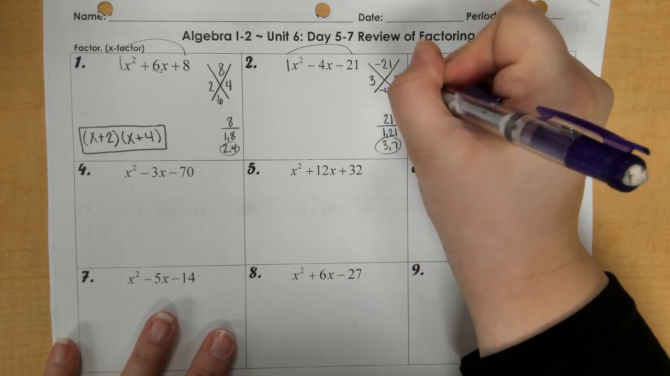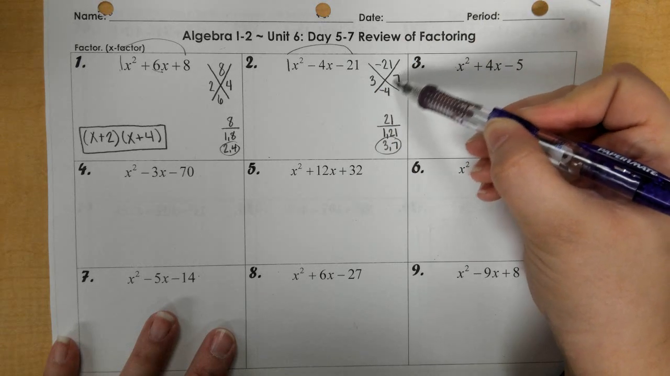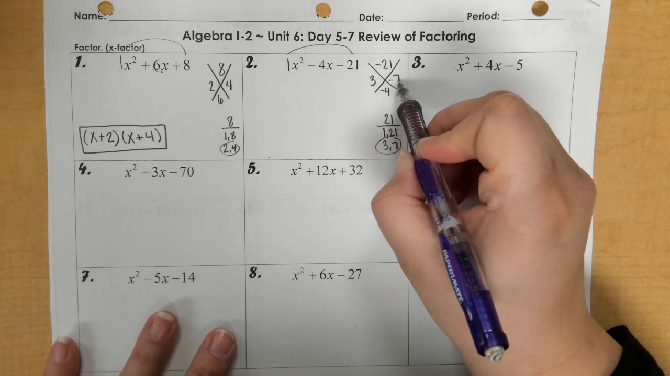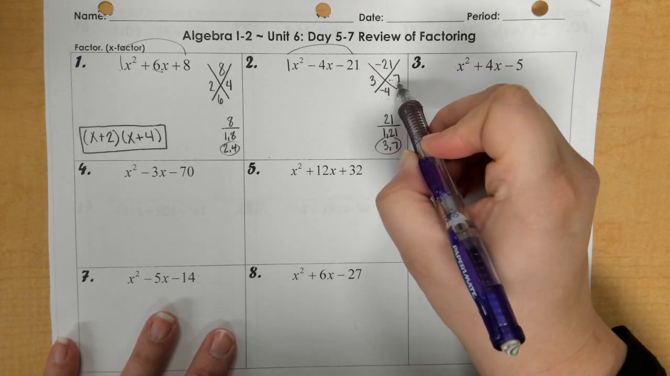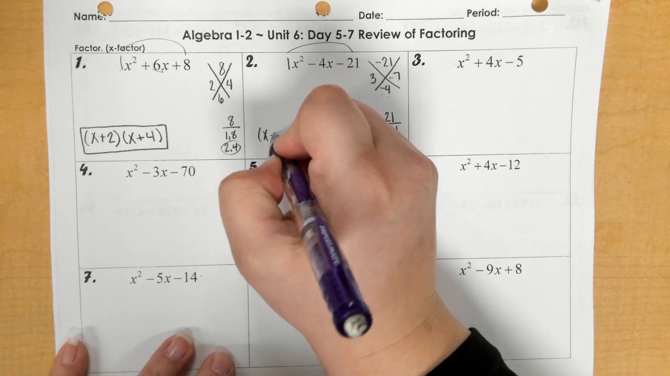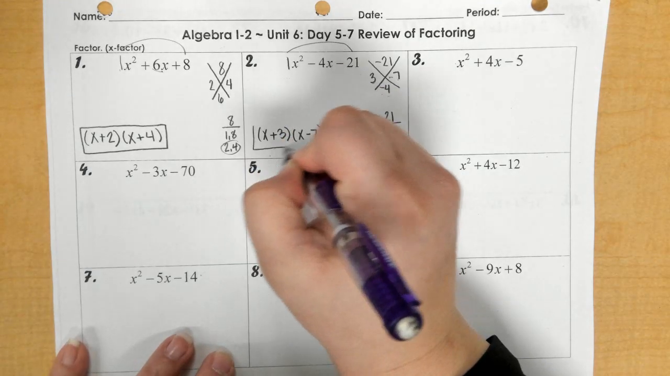3 and 7. And you should also remember that the signs have to match, so these are both negative. And then we check 3 minus 7, that is negative 4. 3 times negative 7 is negative 21. So we would say x plus 3, x minus 7.